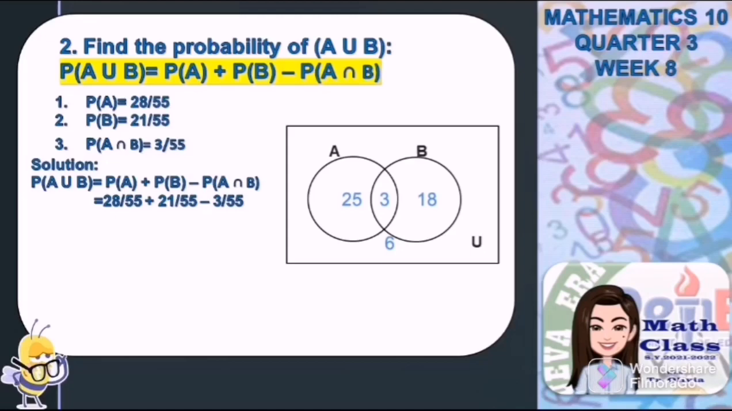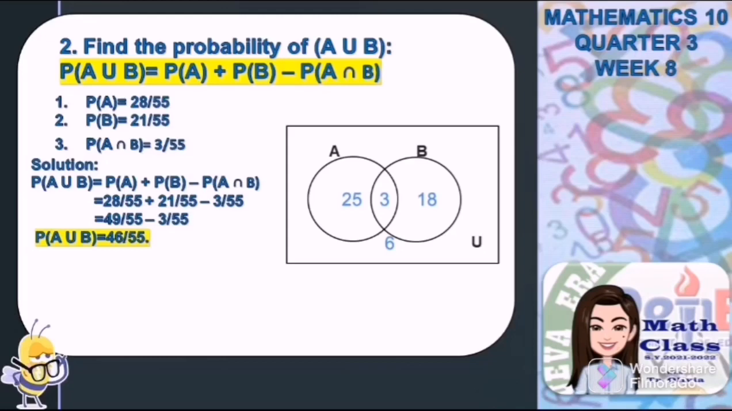Now, using PEMDAS, we're going to simplify again the following equation. So 28 plus 21, that is 49 over 55, minus 3 over 55. Addition and subtraction of similar fractions have the same rules. So we're going to subtract or add the numerators, then copy the denominator. Therefore, in this given situation, probability of A union B is equal to 46 over 55.